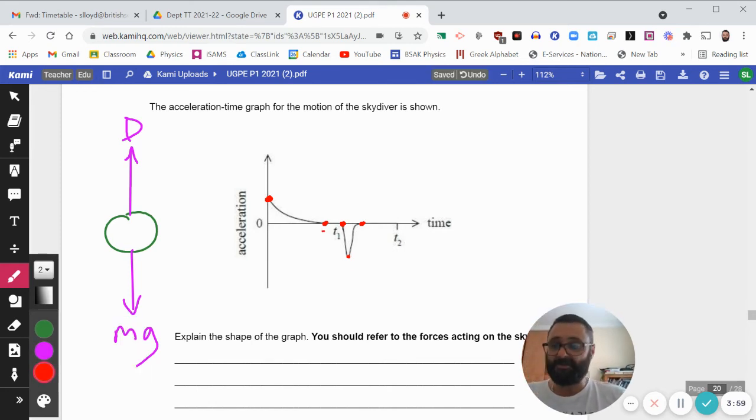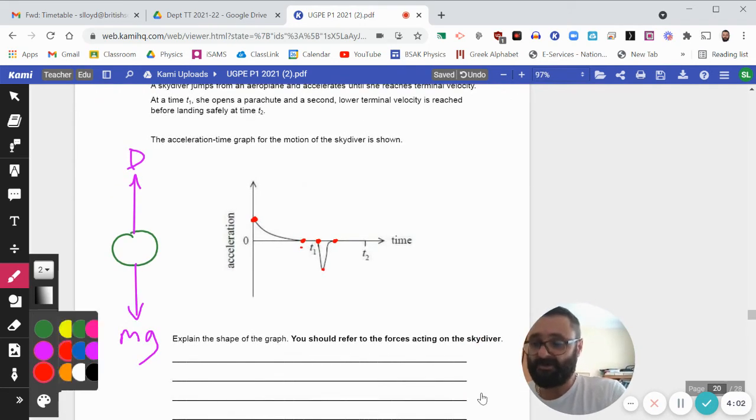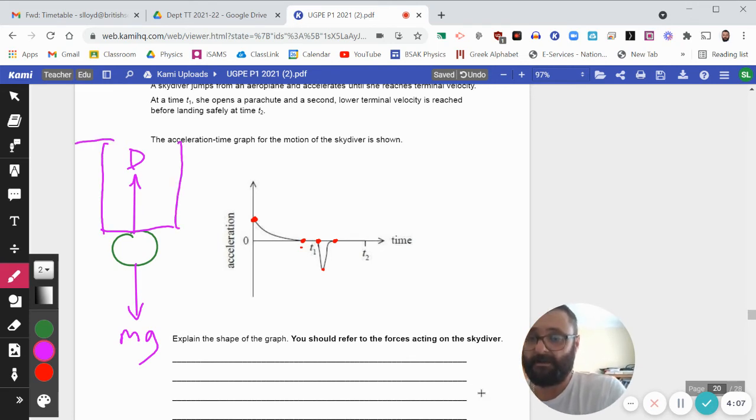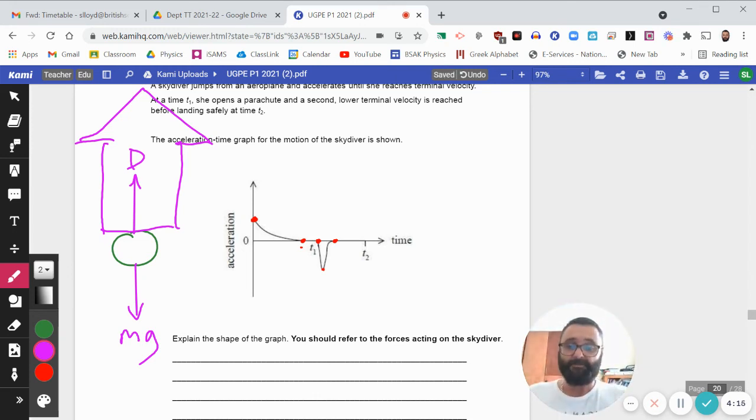Okay? Right, parachute opens. What happens when the parachute opens? We then have a huge upwards force. The resultant force is now upwards, producing an acceleration upwards. Okay? So that's what produces this point here. But as he slows down, because the resultant force is upwards, he's going to decelerate. A big negative acceleration actually manifests itself as a very rapid deceleration.